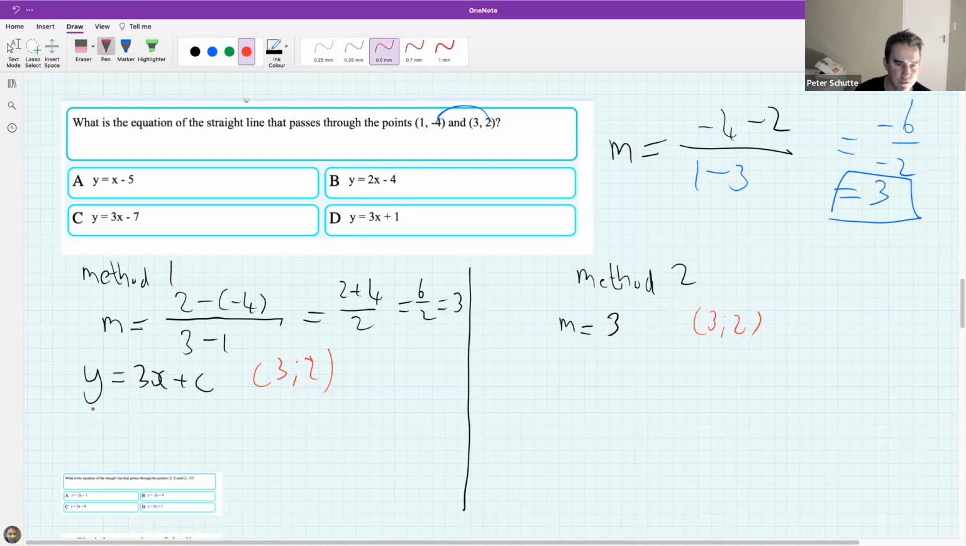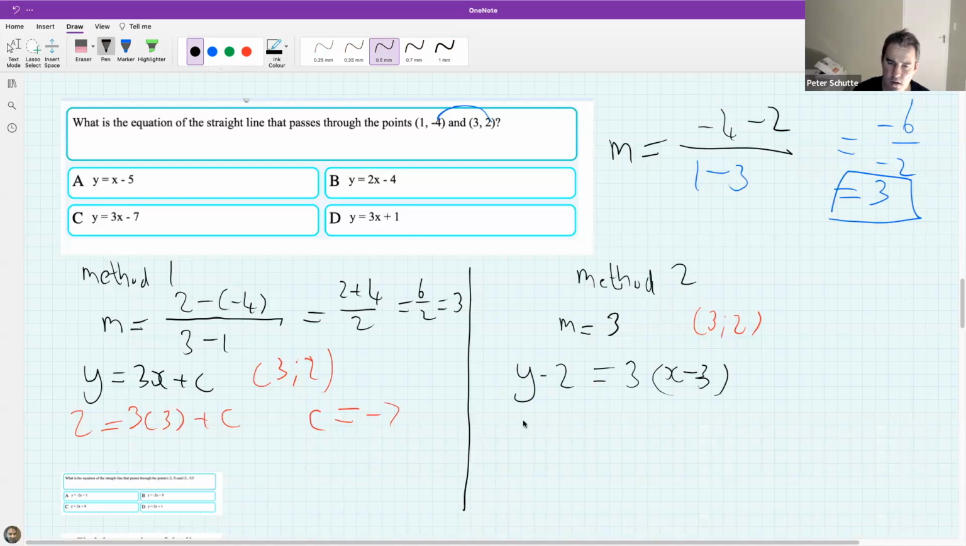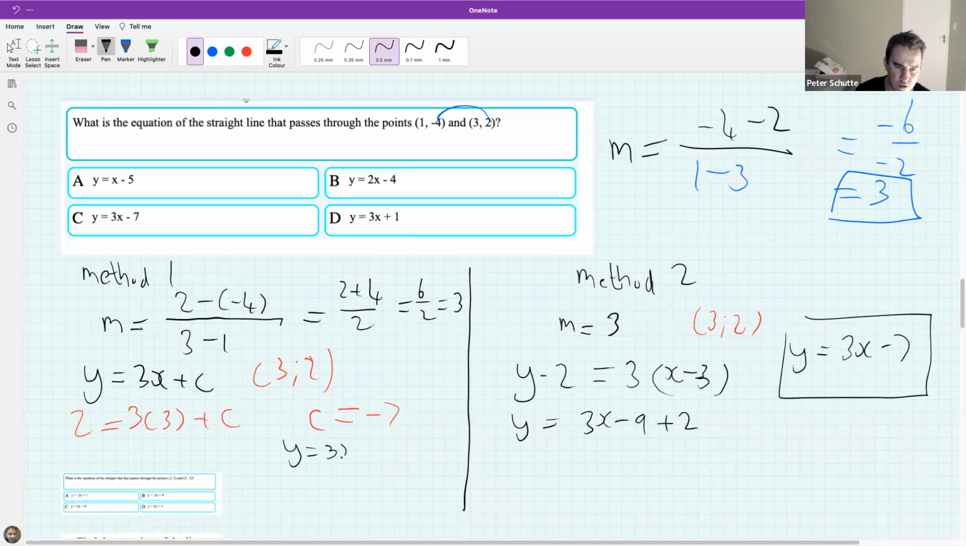And then in this one, if I put a 2 and then a 3 here, what is my C going to be equal to? It's 9. And then in this method, let's say y -2. Yeah, so y equals 3x -7. And I chose 3, 2, but I didn't have to use 3, 2. I could have used 1, -4. And so the answer should be C.